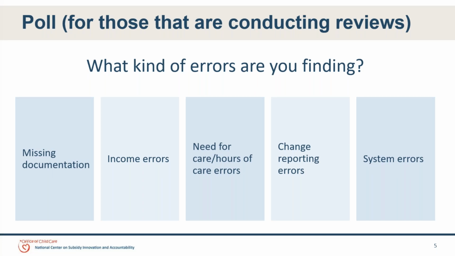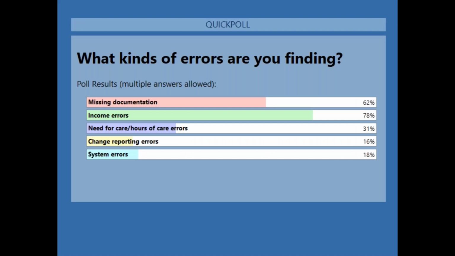Leanne, if you want to walk through the results. Sorry, I don't mean to take over from you. Oh, no problem. All right, so here you can see the errors that everyone is seeing across the states. It looks like income errors are the most common type that folks are seeing, followed by missing documentation, or maybe that income error is a result of missing documentation, followed by need for care, and then very close in fourth place, I guess, system errors and errors related to change reporting.